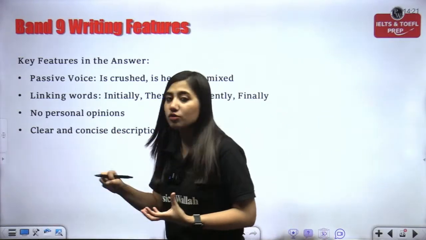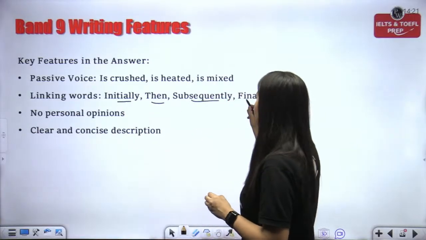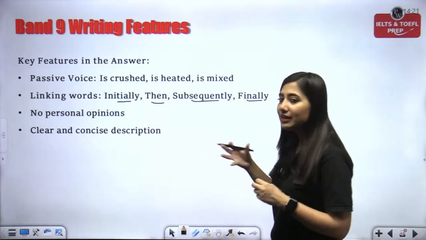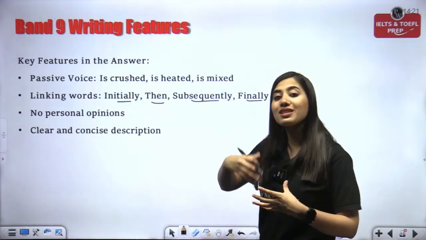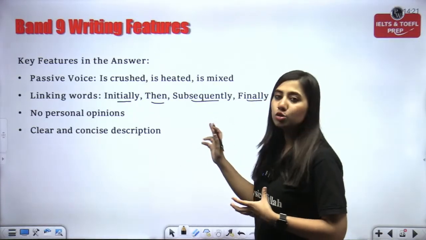Now, linking words. We also use linking words. What were they? Initially, then, subsequently, finally. These are some linking words by which we get to know what's happening, and what the time period is when it's happening. So all these are crucial.